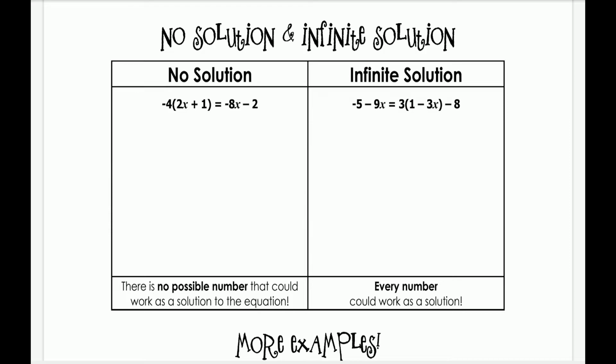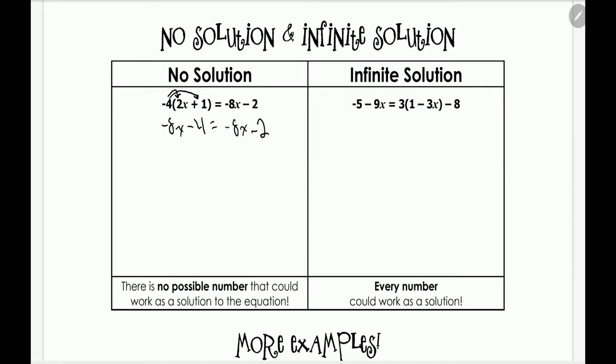So in order to do this, we follow the steps that we had before. So first step is distribute. So we have to distribute this negative 4. So we have negative 4 times 2x, that's negative 8x, and negative 4 times positive 1. So what's negative 4 times 1? Negative 4. So we have negative 4 is equal to negative 8x minus 2. And let's just start solving.